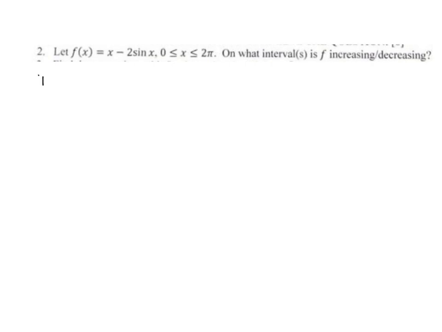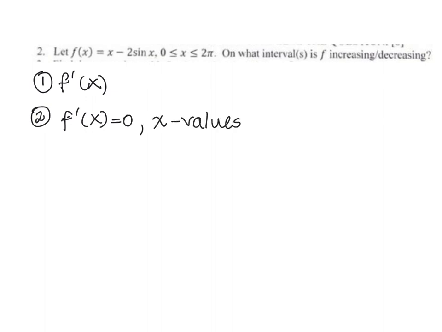What we do know is that we need to go find f prime of x. Remember that the derivative of f of x gives me slopes, and so the slopes will tell me if they're increasing or decreasing. After that, we're going to find out when f prime of x is equal to 0. This will give me some x values of our critical points. So we know that our graph is neither increasing or decreasing at that point, but either before or after it may be increasing or decreasing.